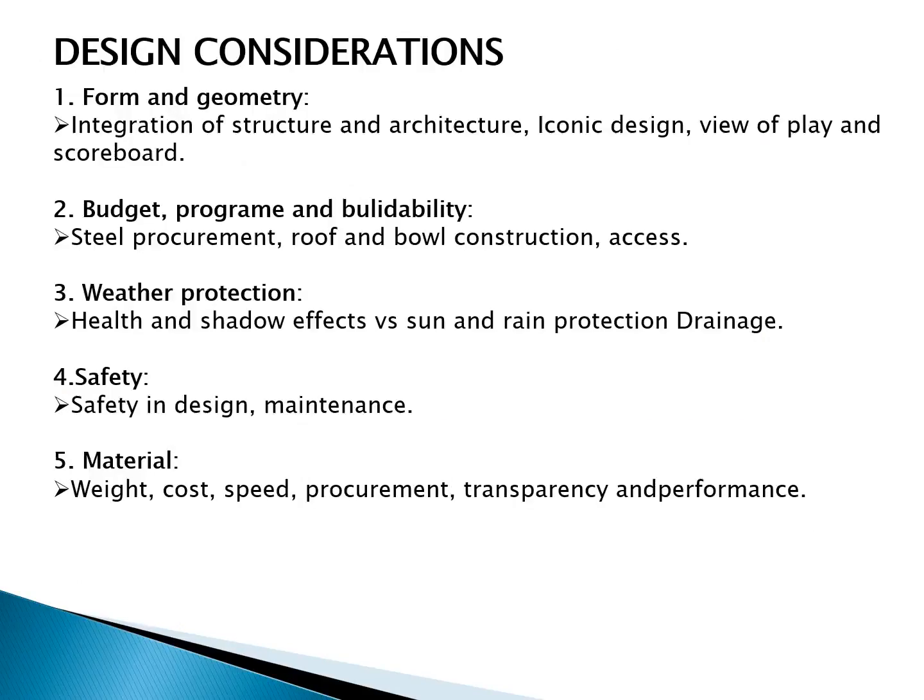Now we are going to study the design considerations. There are 10 design considerations for retractable roofs. The first one is form and geometry: integration of the structure and architecture, iconic designs, views of flare and scoreboard. The second one is budget, program, and buildability: steel forts, main roofs, and bowl construction access.